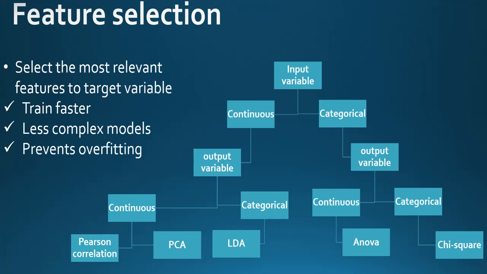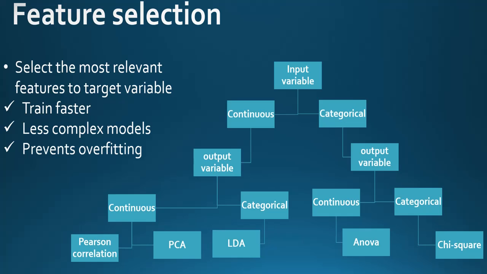In this tutorial, I want to talk about feature selection, which is a fundamental step in data modeling. This step helps us select the most relevant features with respect to our target variable. So it leads to a less complex model that helps us prevent overfitting, and since we have a less complex model, it leads to faster training.